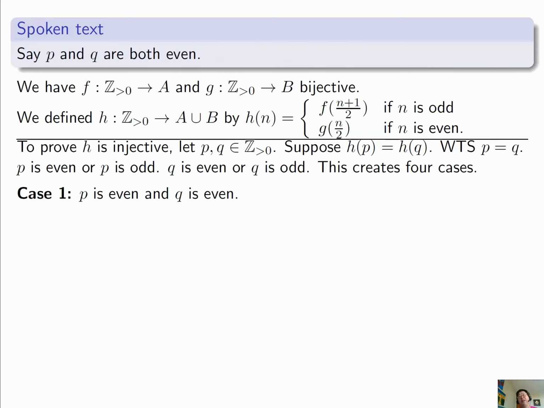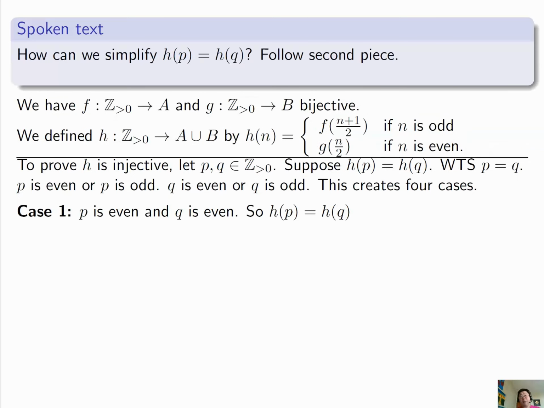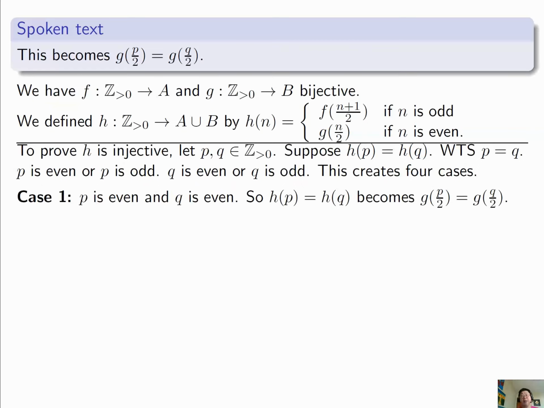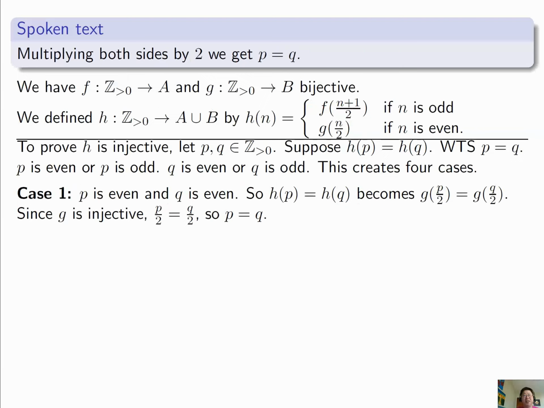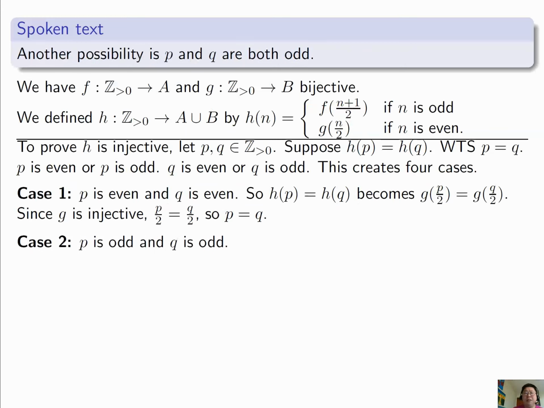Say p and q are both even. How can we simplify h of p equals h of q? Follow the second piece. This becomes g of p over 2 equals g of q over 2. Since g is injective, p over 2 equals q over 2. Informally, injective is outputs equal imply inputs are equal. Multiply both sides by 2. We get p equals q.